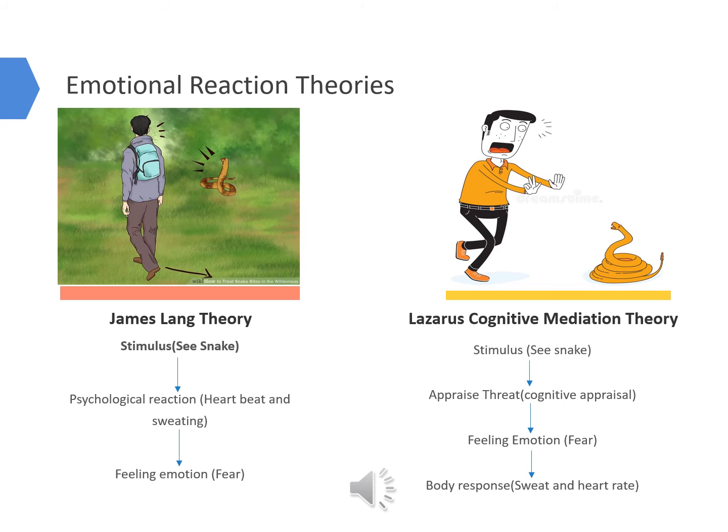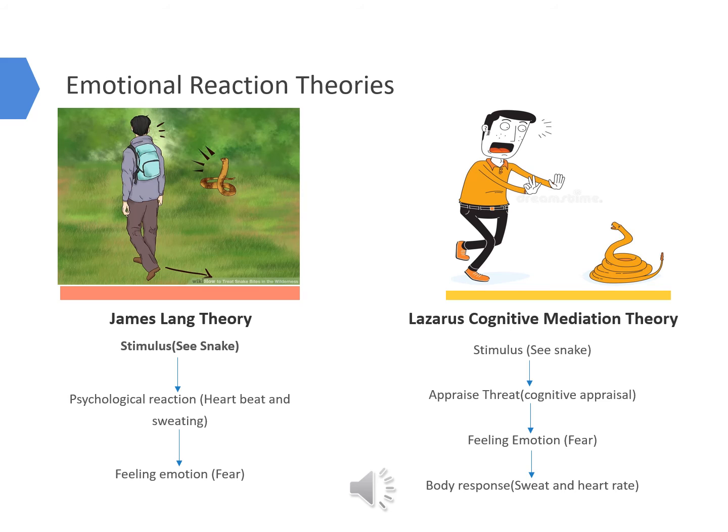Lazarus' cognitive mediation theory suggests that I would first notice the stimulus, in this case the snake, then I'd have a cognitive appraisal of the situation to understand why it may elicit this fear. The thought that this snake might attack would scare me. Upon appraisal of this situation, I'd feel the emotion, which is fear. As a result, I'd have a physical response that could be sweating or an increase in heartbeat rate due to fear.